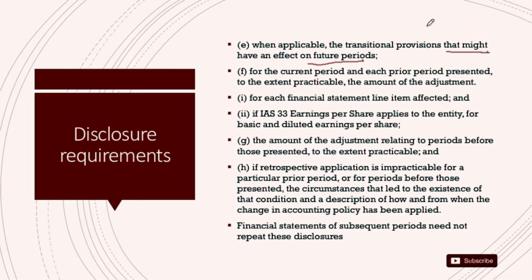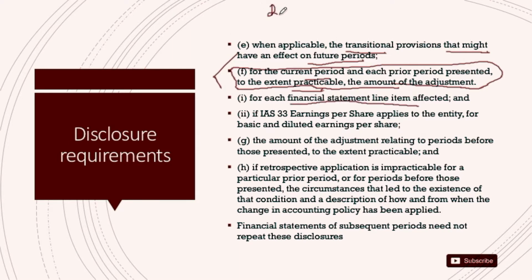In such a case, we need to disclose the transition provisions, and for the current period and for each period presented, the amount of the adjustment. Basically, when we apply the standard retrospectively or as per the requirement, there may be some changes in the current amount that is presented, based on the roll forward figures, that may have an effect. So we need to disclose that particular effect. Apart from that, we need to disclose the impact on each financial statement line item.